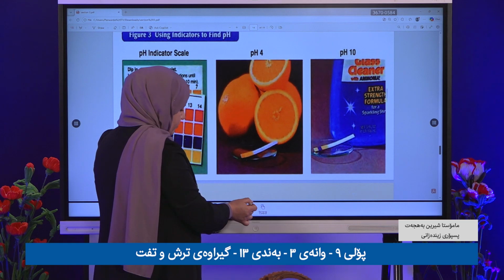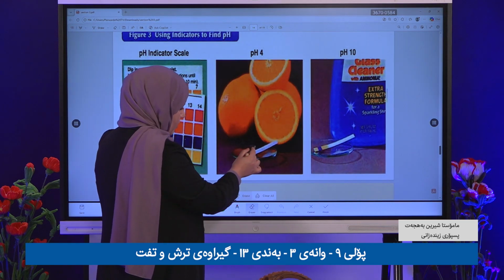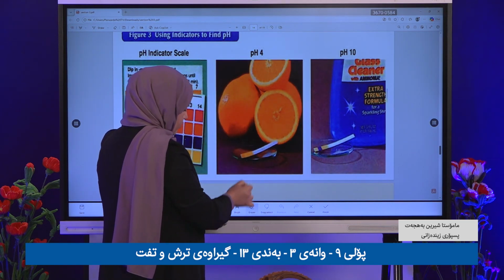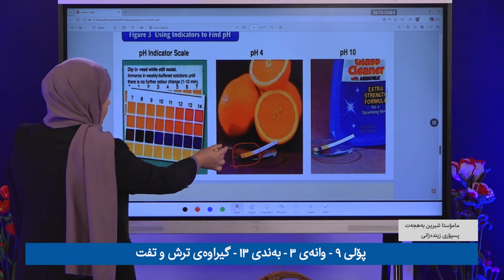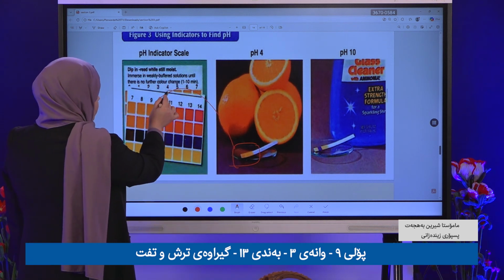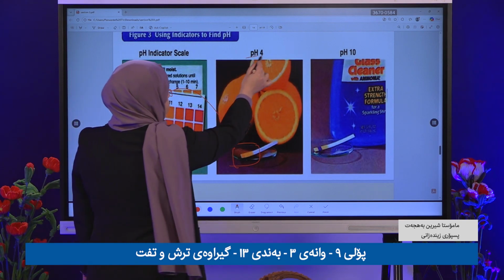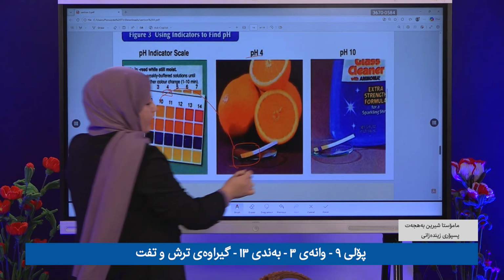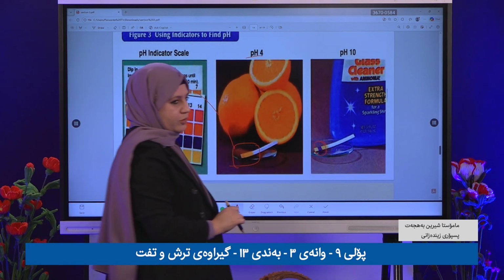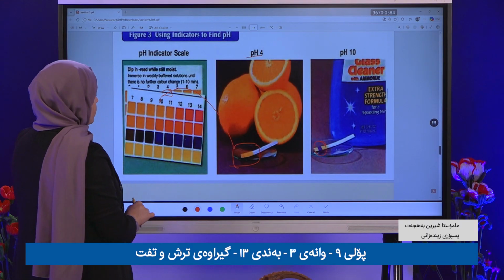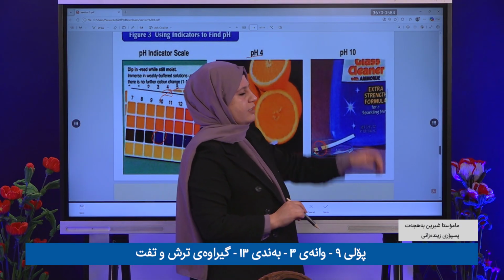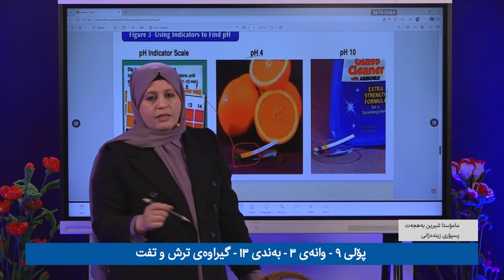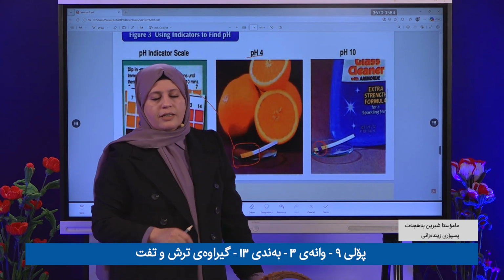Look at the color. Compare. Which one is it? It is 4. That means the pH is 4. Look at this color. It's blue, dark blue. Dark blue, this one. That means the pH is 10. Okay, that means by the color we know the number of pH.